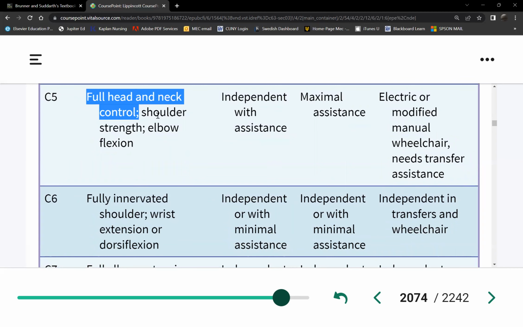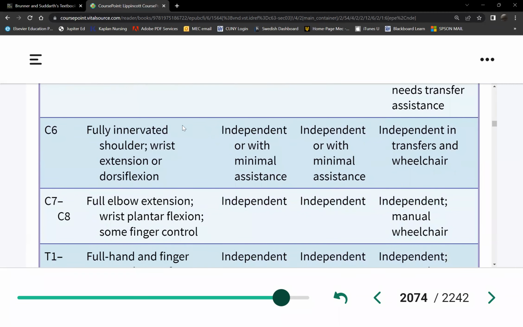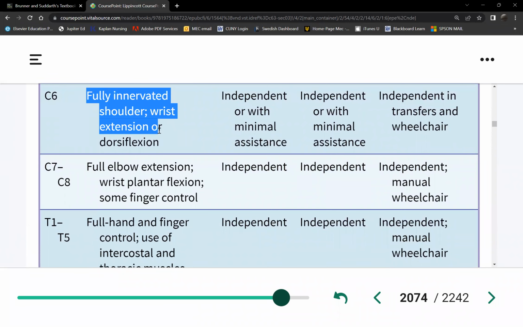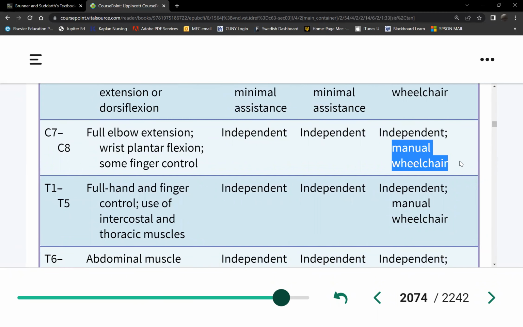C5, even better head control. There's some shoulder strength, elbow flexion, so they can use a manual wheelchair, okay? With some modifications, of course. C6, so they have some arm control, although the strength is not normal, it'll be weak. However, they can transfer relatively okay with C6. And C7, C8, they can operate a regular manual wheelchair, okay? They can wheel themselves around.